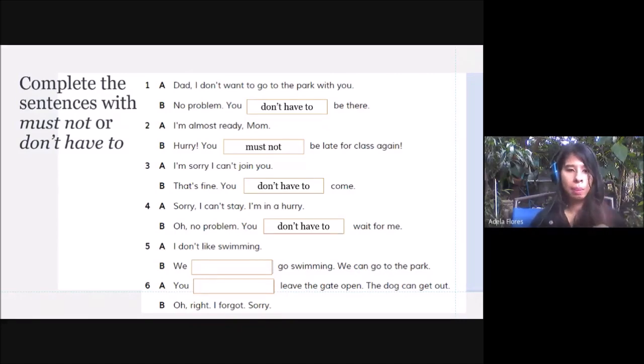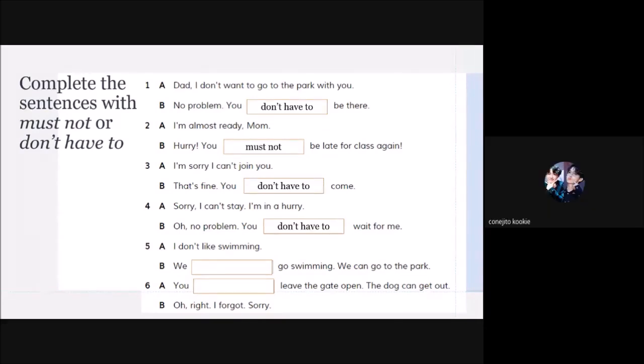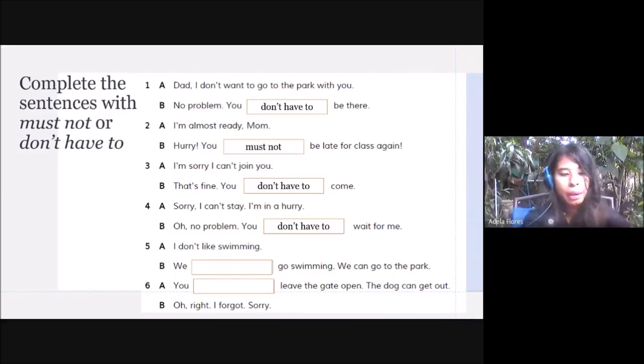All right. Good. And then the next one, number 5. I don't like swimming. We, space, go swimming. We can go to the park. We don't have to go swimming or we must not go swimming? We don't have to. Okay, very good. So it's saying that it's not an obligation. Perfect. Good job.